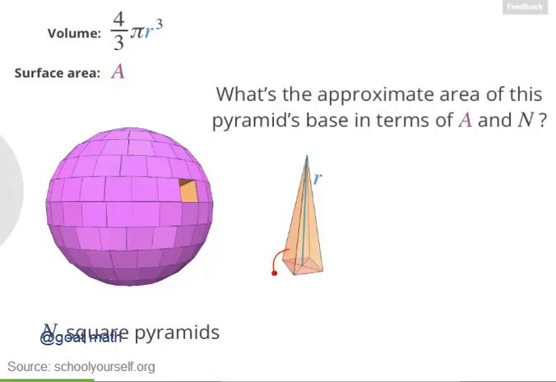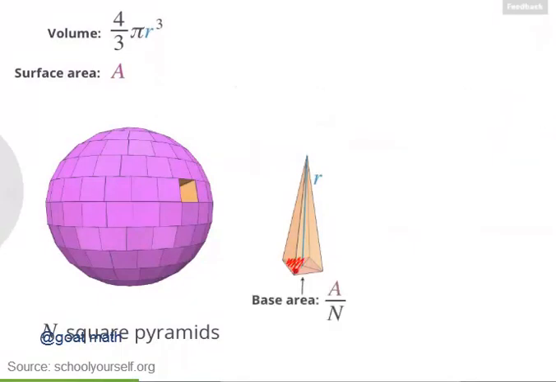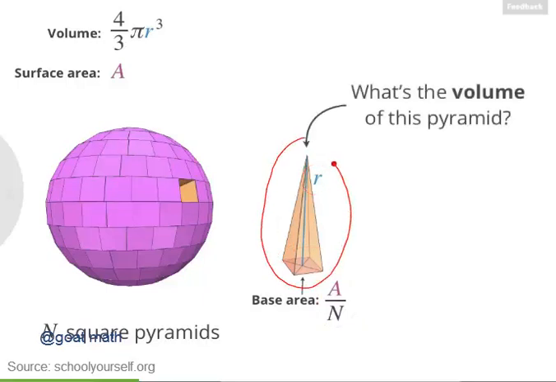So what's the area of this pyramid's base? In other words, what's the approximate area of just one of these n squares on the sphere's surface in terms of A and n? Excellent. So the approximate area of this pyramid's base is A, the total surface area of the sphere, divided by n, the number of squares in our approximation. At this point, you found the base of this pyramid has an area of A over n, and the height of this pyramid is r. So what's the volume of this pyramid?